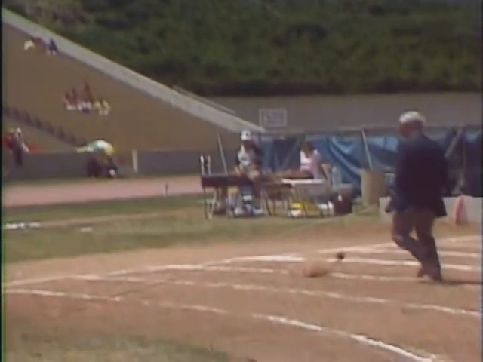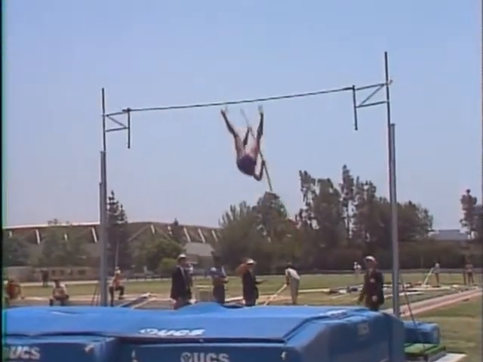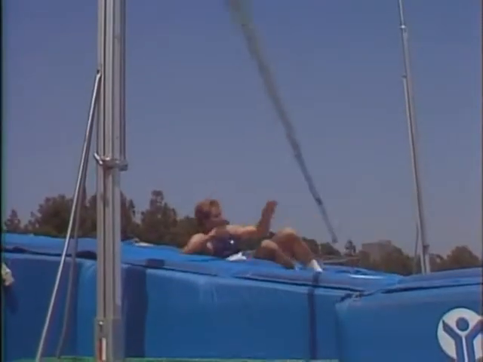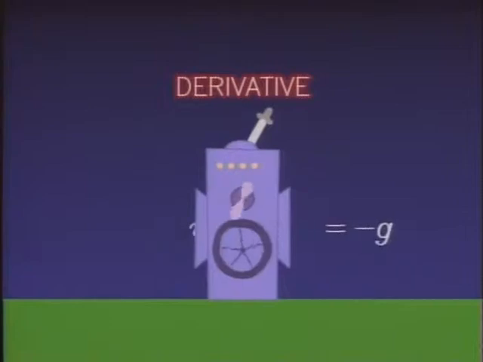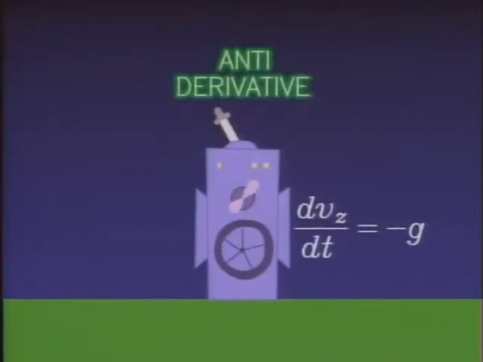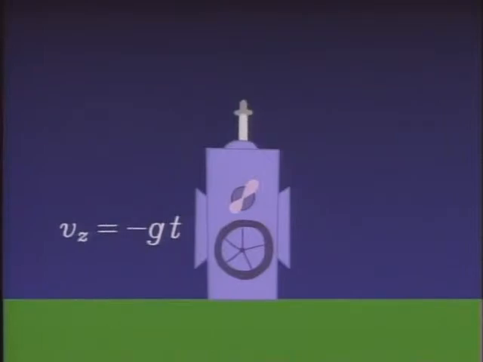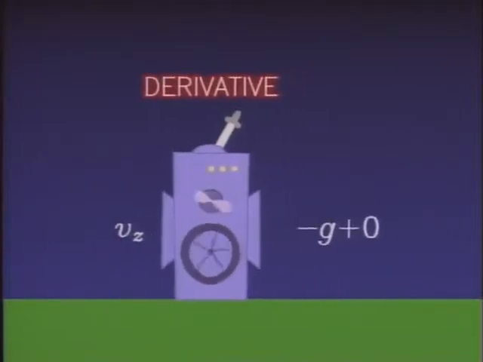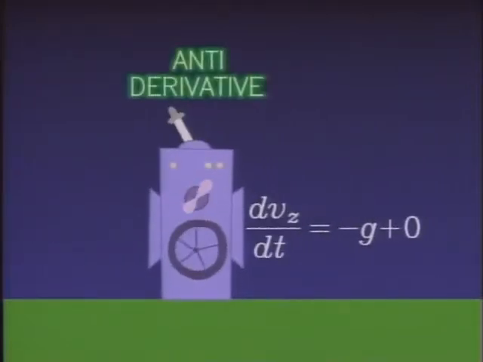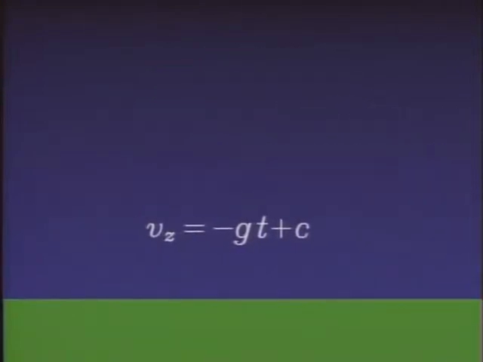The derivative of vertical speed with respect to time is -g, not 0. What function has the derivative minus g? Minus gt is one answer, but minus gt plus any constant is also an answer, since the derivative of a constant is 0. What's the meaning of the constant?